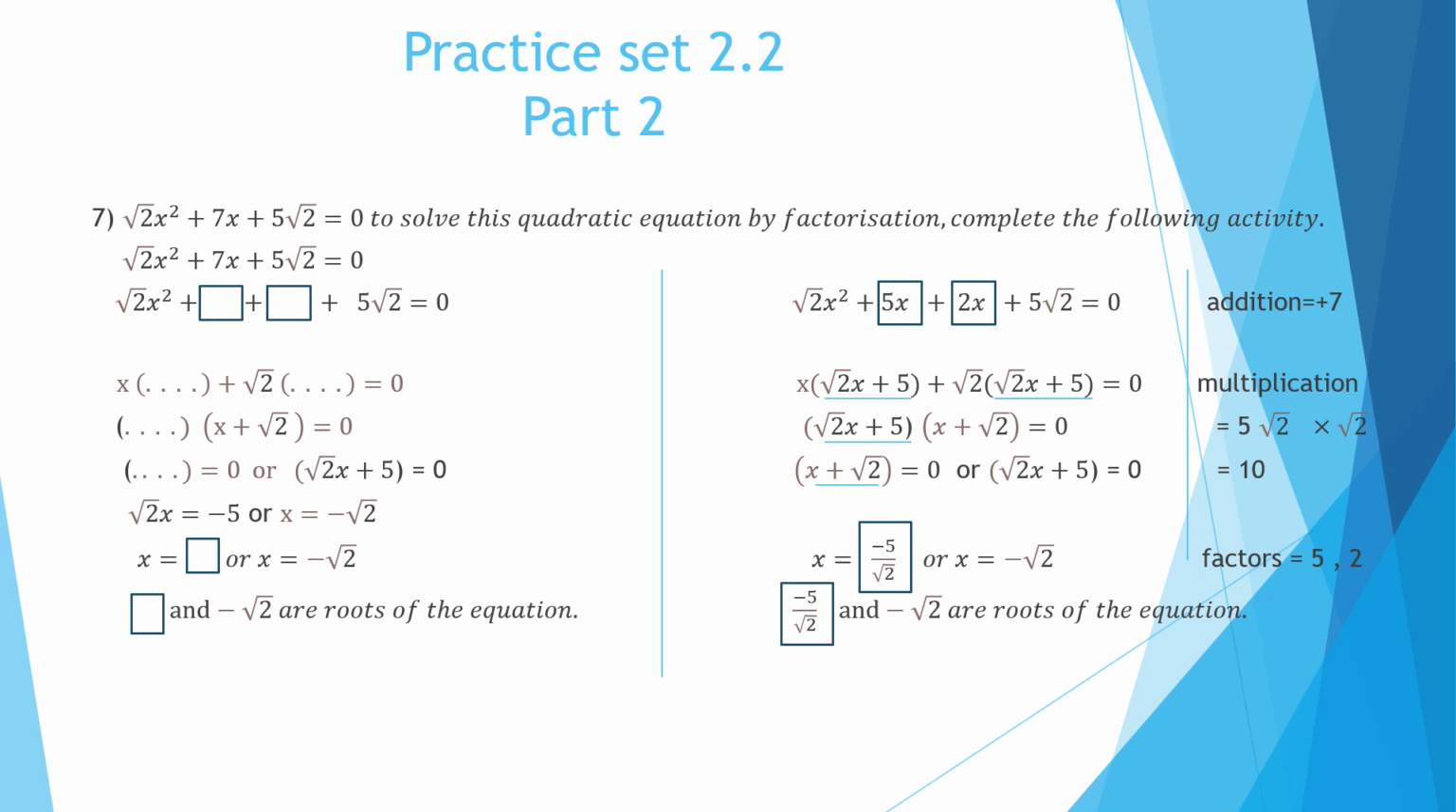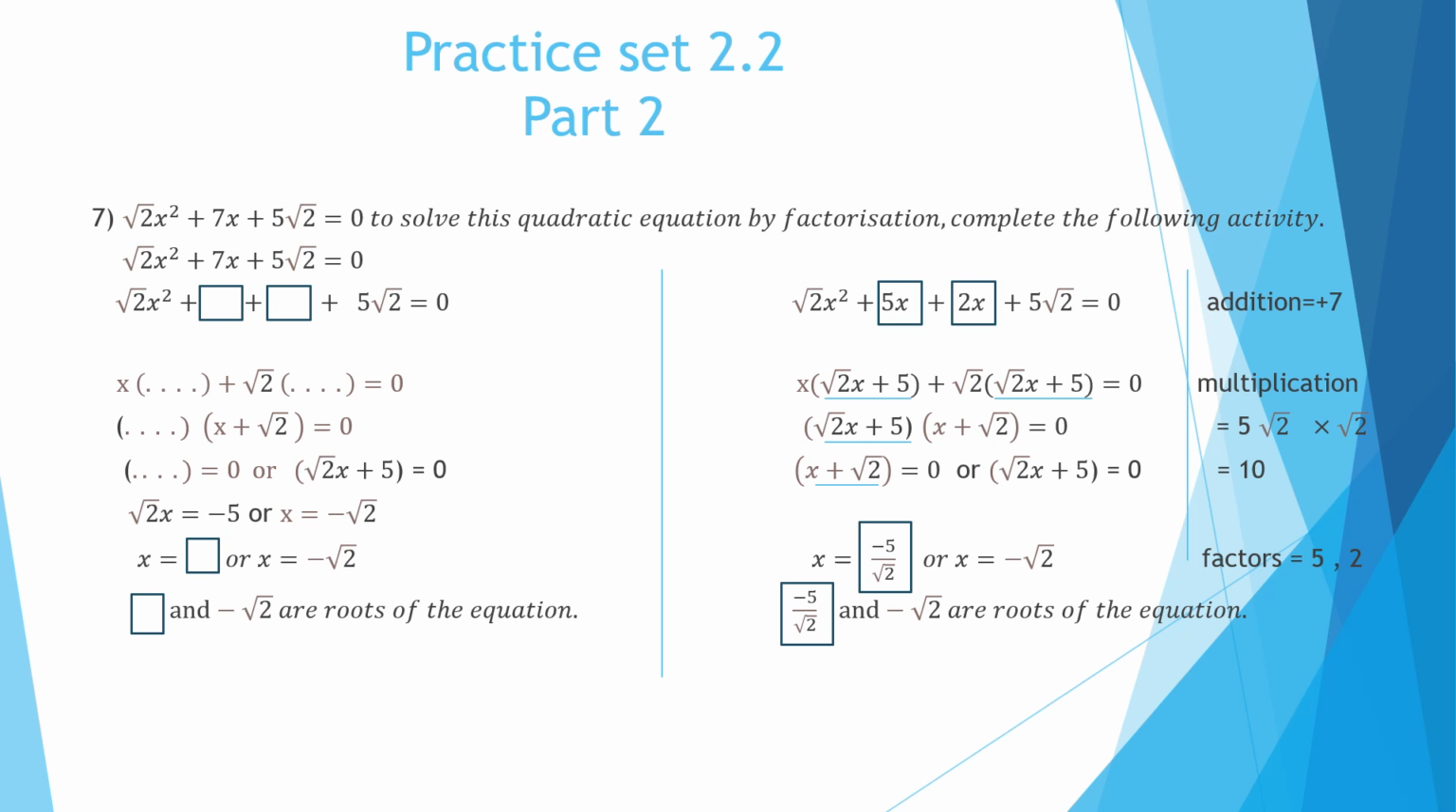So the value of first place is root 2x plus 5. Next, either the value of root 2x plus 5 is equal to 0 or x plus root 2 is equal to 0. So we write here x plus root 2 is equal to 0 or root 2x plus 5 is equal to 0. So the value of this place is x plus root 2. Then we solve this.